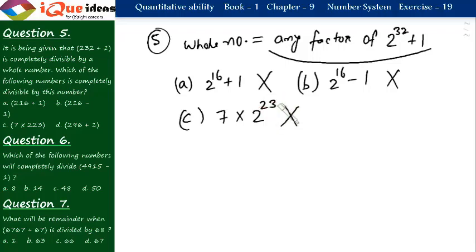Right? Now D option is the only one. Hence it will be the answer, 2 raised to 96 plus 1. This has to be the correct answer. And there is another explanation for D option. Let's check the D option again.